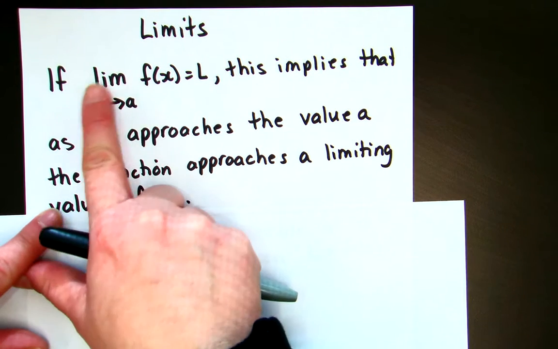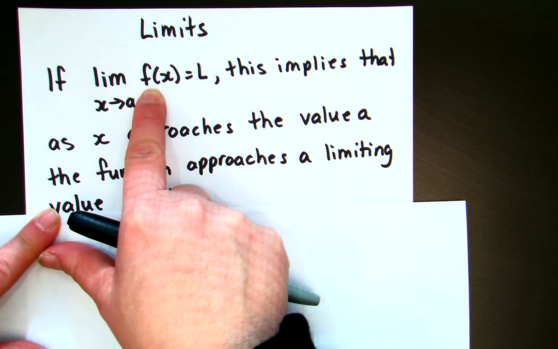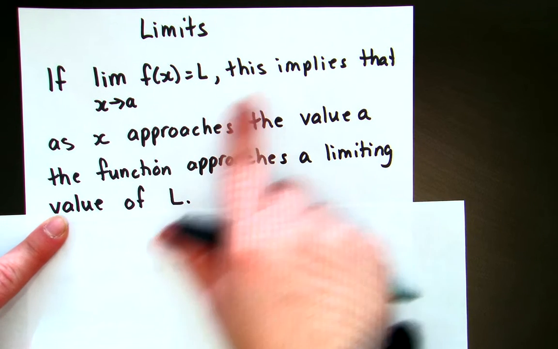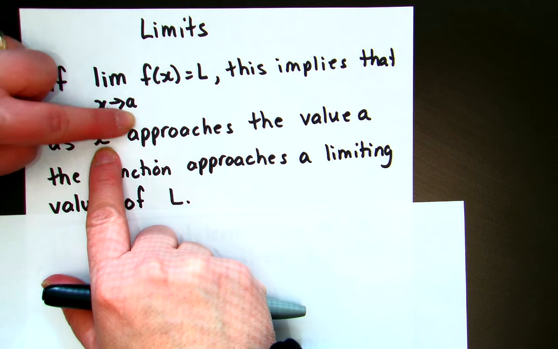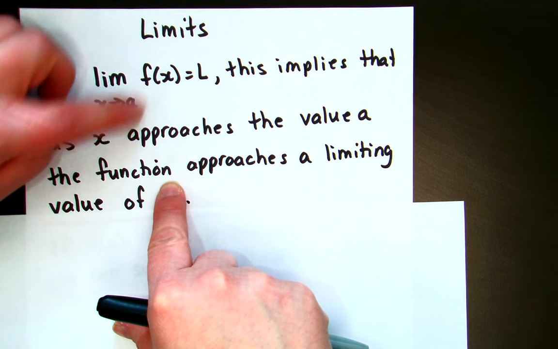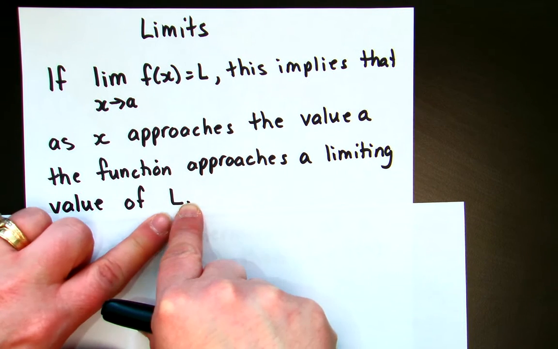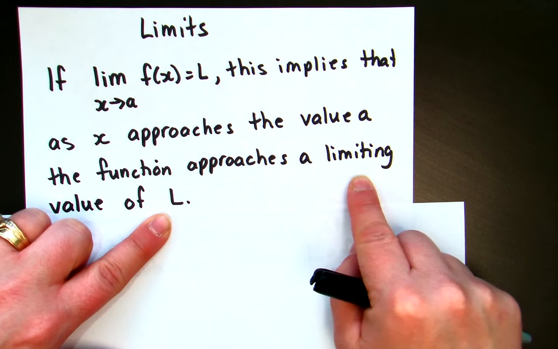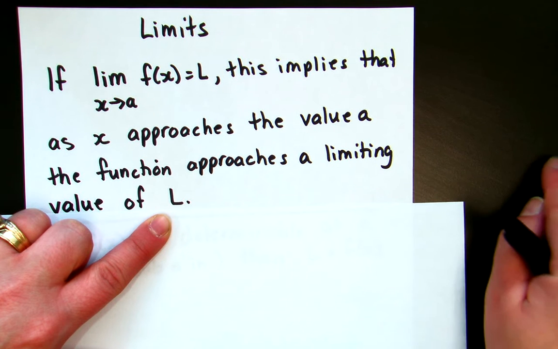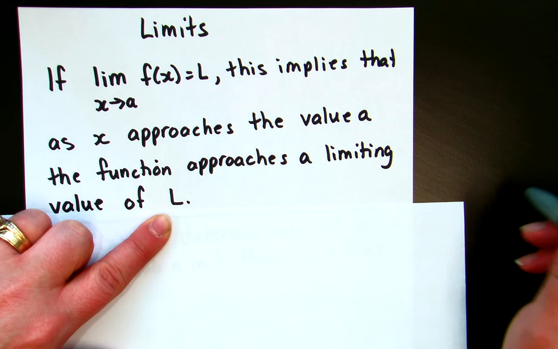If you know that the limit as x approaches some number a of a function f at x equals L, so we get a value, a number there, this implies that as x gets closer and closer to a, the function itself, when you sub the numbers in, is approaching a limiting value of L. So as x gets closer and closer to a, the y values of the function are getting closer and closer to this number L. We looked at that in the last activity when we were doing limit investigations.